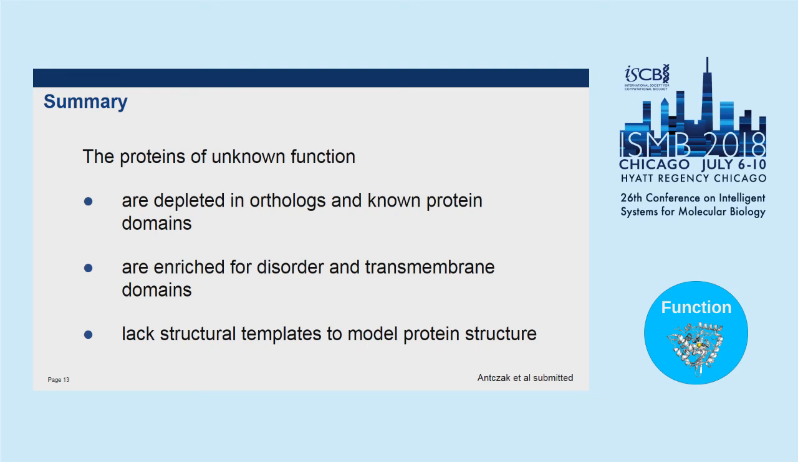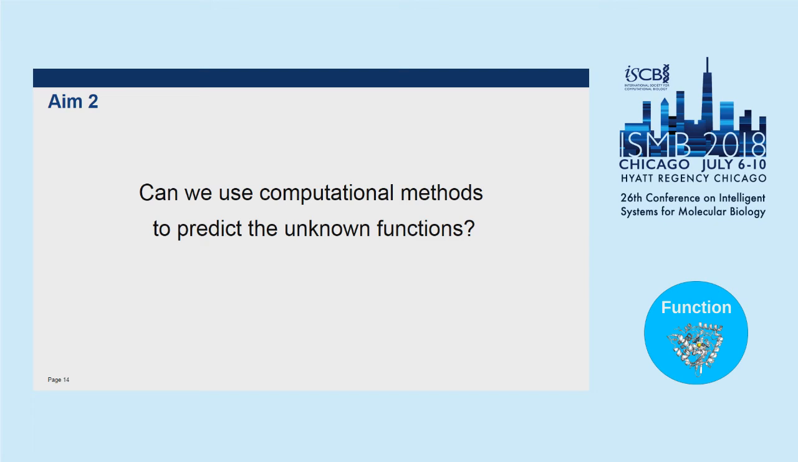So to sum up, the proteins of unknown functions are depleted in orthologs and also known protein domains. They are enriched in disordered transmembrane helices, and they lack structural templates to model the protein structure. So with that information, we moved on to the second part of the project, to predict their functions and see if the computational methods can be used to do that.